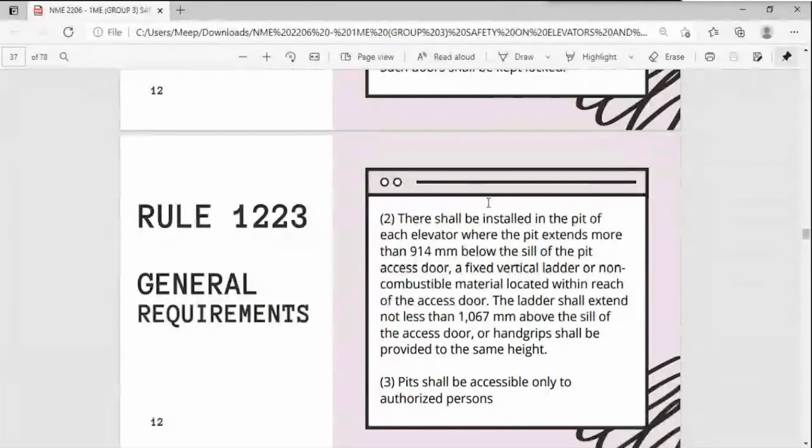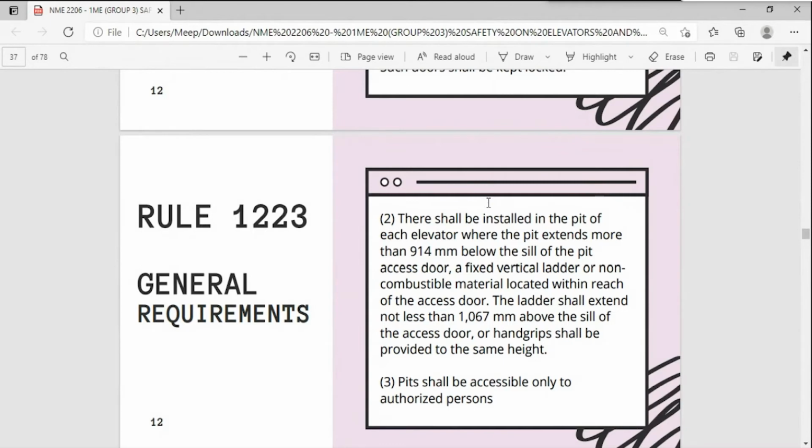Number 2, there shall be installed in the pit of each elevator, where the pit extends more than 914 millimeters below the sill of the pit access door, a fixed vertical ladder of non-combustible material located within reach of the access door. The ladder shall extend not less than 1,067 millimeters above the sill of the access door, or hand grips shall be provided to the same height.